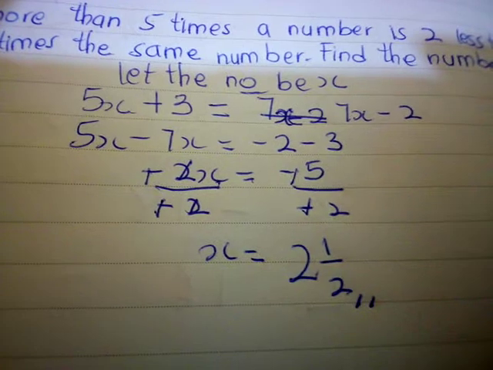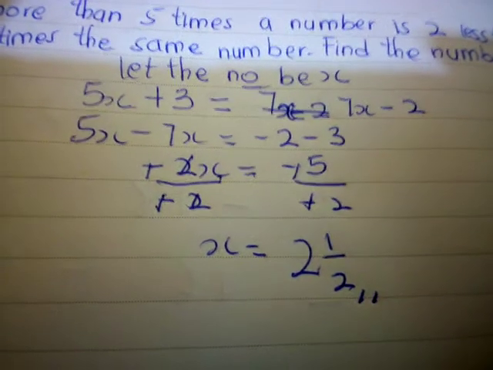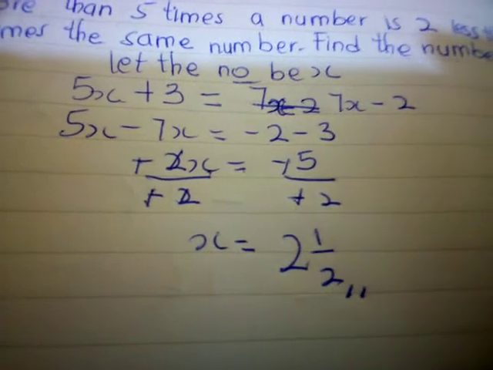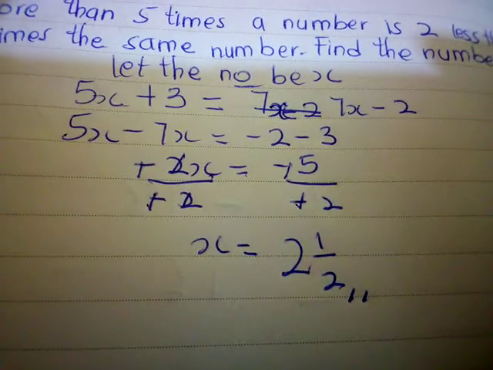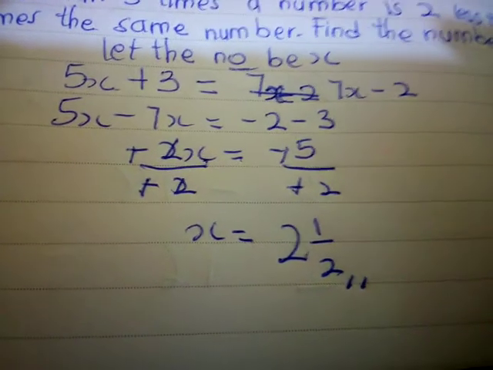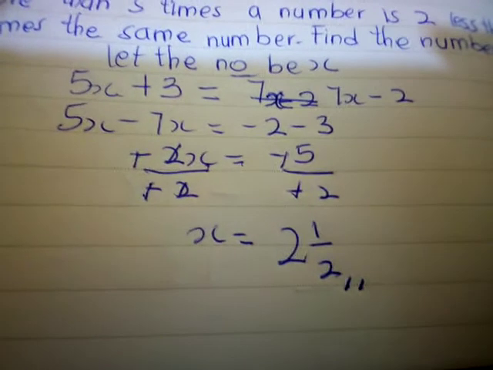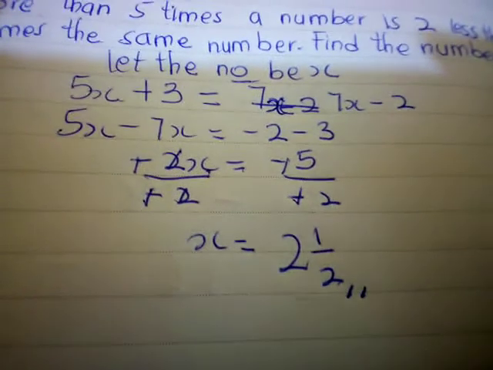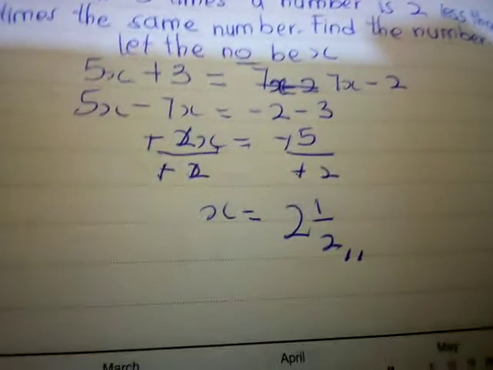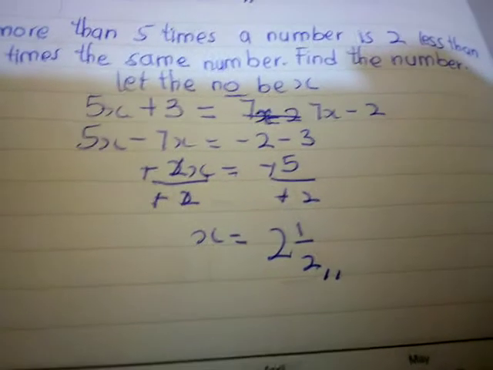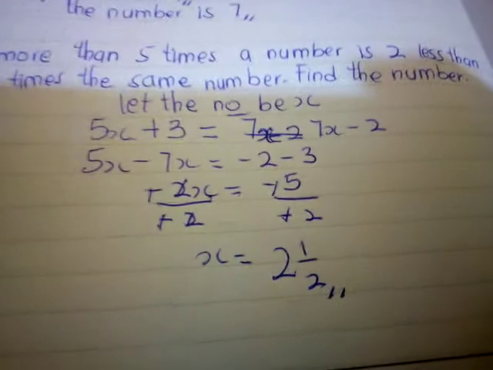Divide both sides by negative 2, and x is going to give you 2 whole number 1 over 2. Because 5 over 2 is an improper fraction, to send it to its lowest term, you have to make it a mixed fraction. So that's why x is equal to 2 whole number 1 over 2. So you can go on by saying, therefore the number is 2 whole number 1 over 2, or 2.5. It's all the same thing.